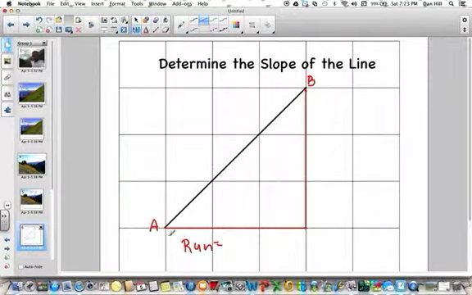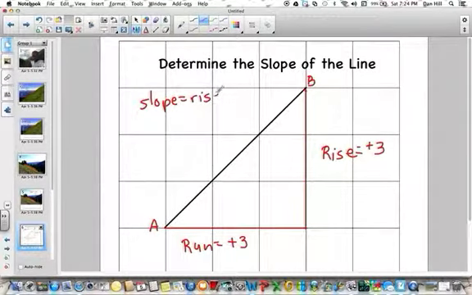I'm going 1, 2, 3 blocks to the right. Whenever I'm going to the right, I'm going in a positive direction, and I'm going 3 blocks. Once I arrive here, I can look at the change in my height to figure out my rise. I start walking from here, and I'm going up 1, 2, and 3. Whenever I'm going up, I'm also moving in a positive direction, and I'm going up 3 blocks.